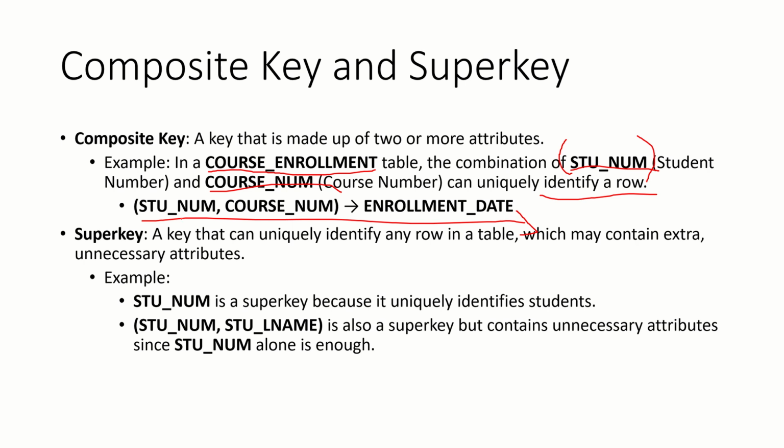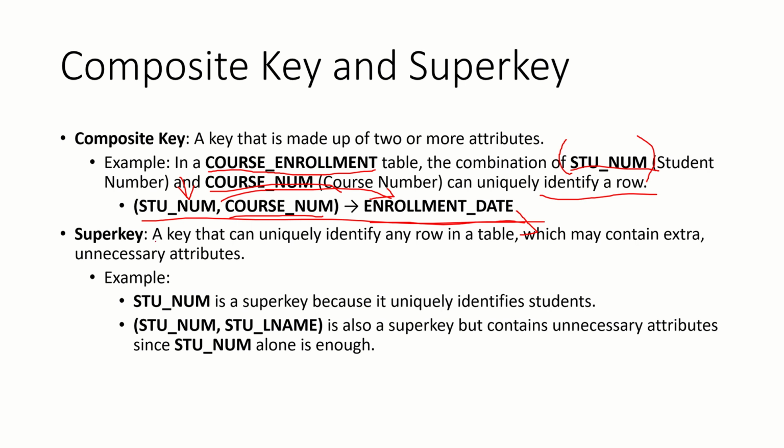So that means if you have only one, for example only the student's number, you probably cannot determine the enrollment date. Or if you only have the course number, you cannot determine the enrollment date. So that means this key has to be made up of two or more attributes.